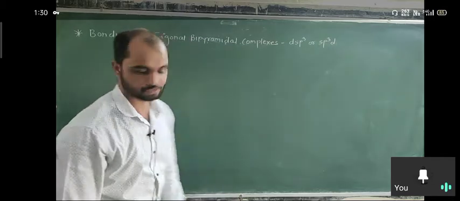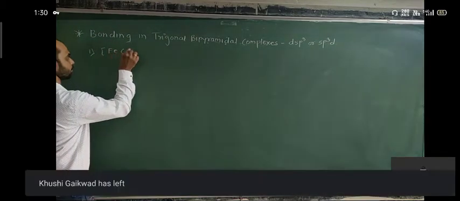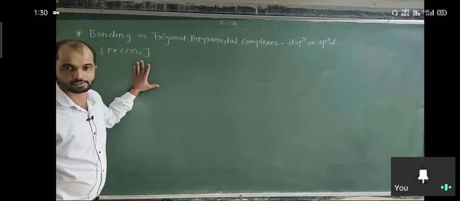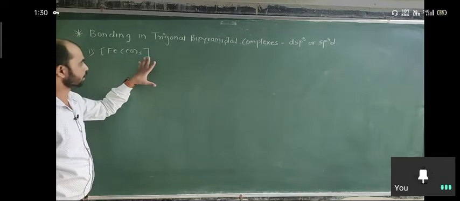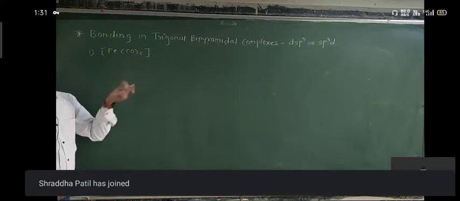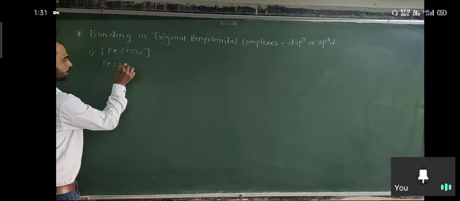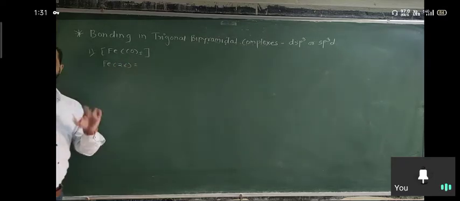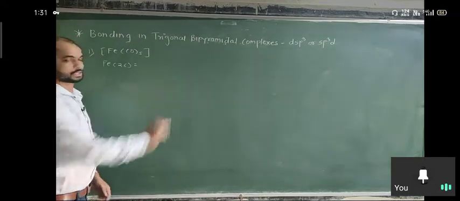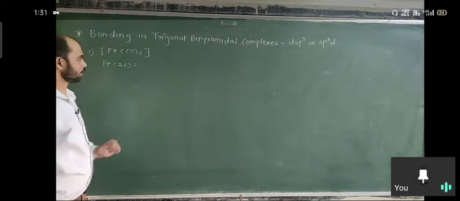The first example is given here: Fe(CO)5, pentacarbonyl iron. What is the name of the complex? Pentacarbonyl iron. Here the oxidation state of Fe is 0. So here we consider Fe. What is the atomic number of Fe? 26. So first of all, write the electronic configuration of Fe. You can write it in detail, or you can simply write the outer electronic configuration.